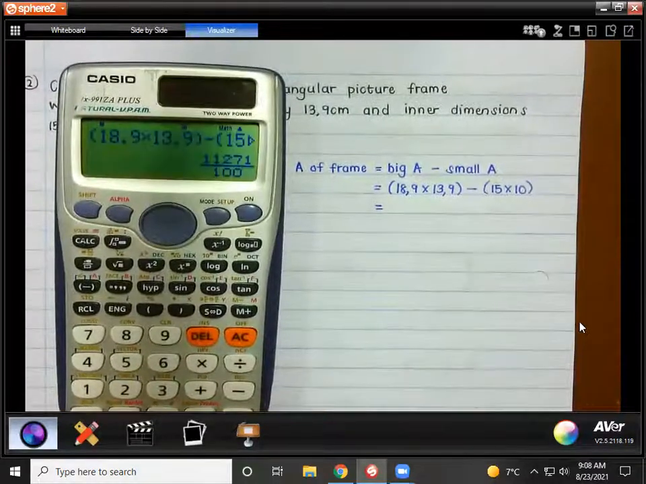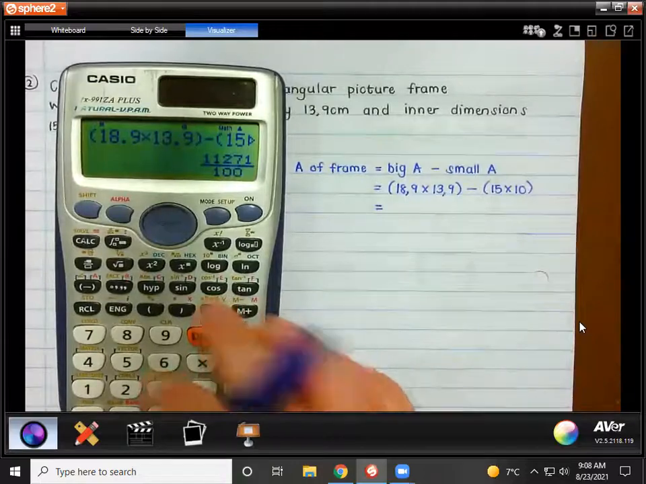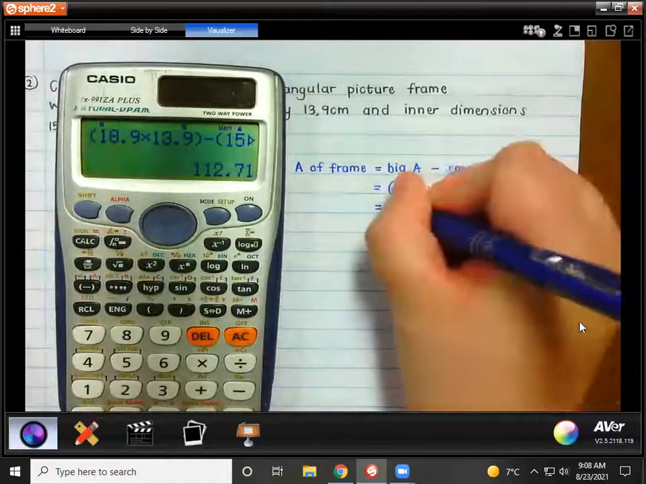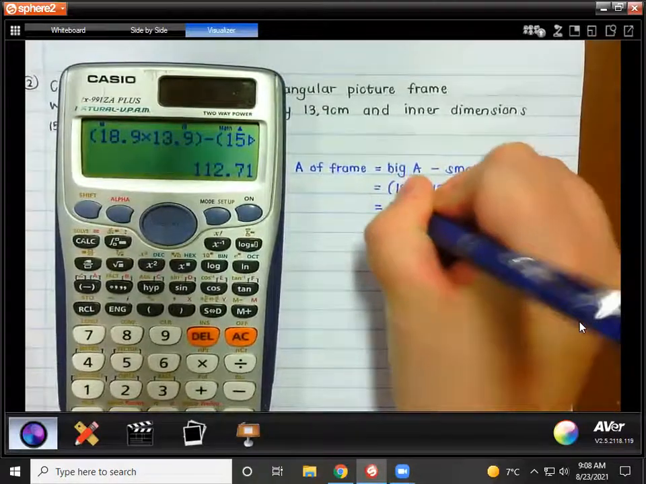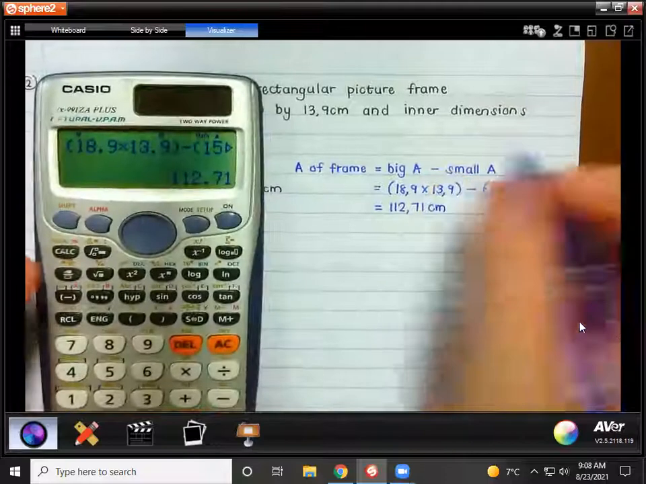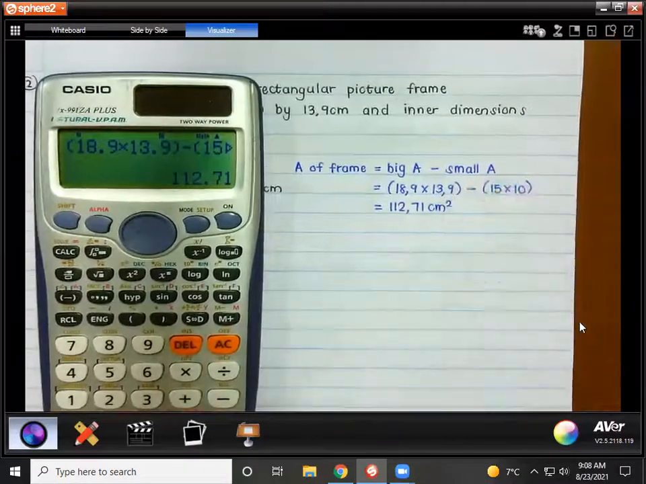Okay, the answer, we don't know what that is. So we press SD and it gives us the decimal value. That is 112,71 centimeters. But now because it's area, we say centimeters squared.